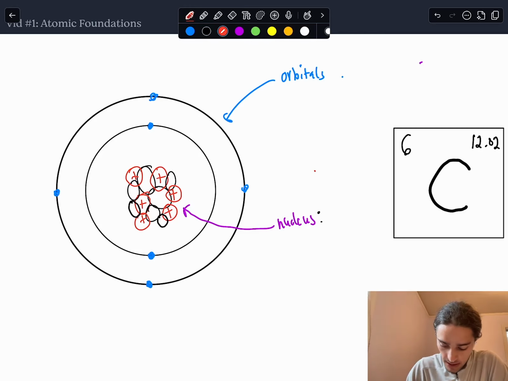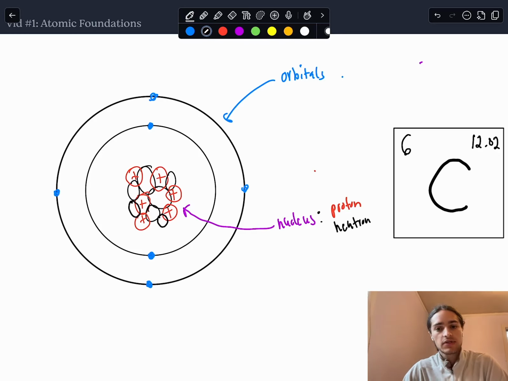And the first one in the nucleus is the proton, and the other subatomic particle in the nucleus is the neutron. And those are named after their charges. So a proton is positively charged, and a neutron is neutrally charged. And then that leaves, of course, the electrons and the electron orbitals. And they are negatively charged, equally and oppositely negatively charged to the proton.